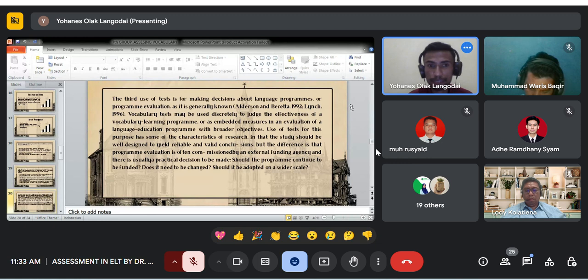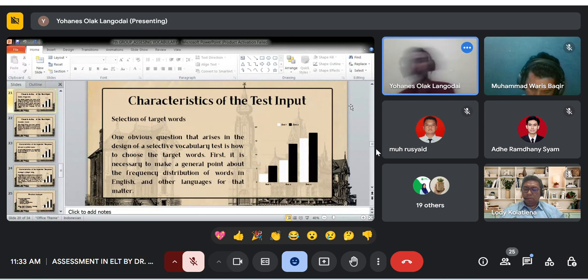Use of the test for this purpose has some of the characteristics of research, in that the study should be well designed to yield reliable and valid conclusions. But the difference is that program evaluation is often commissioned by an external funding agency, and there is usually a practical decision to be made. Should the program continue to be funded? Does it need to be changed? Should it be adopted on a wider scale?